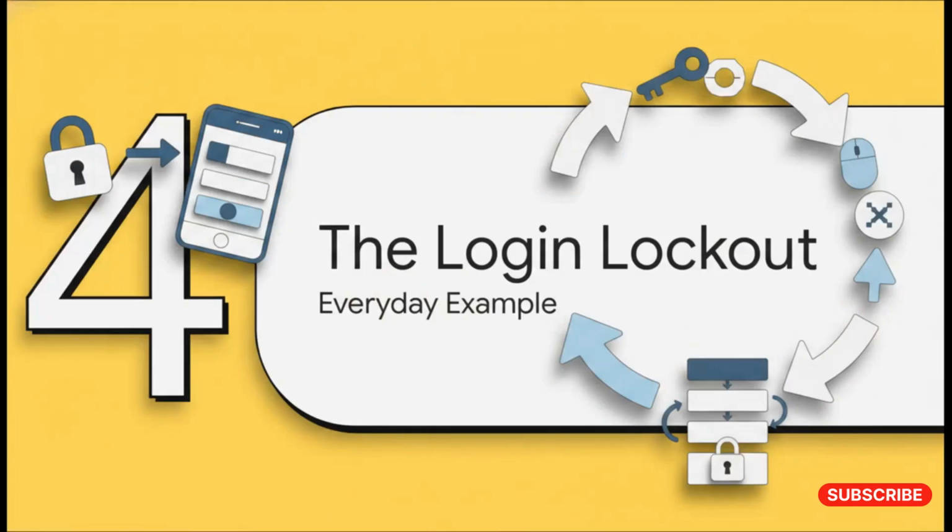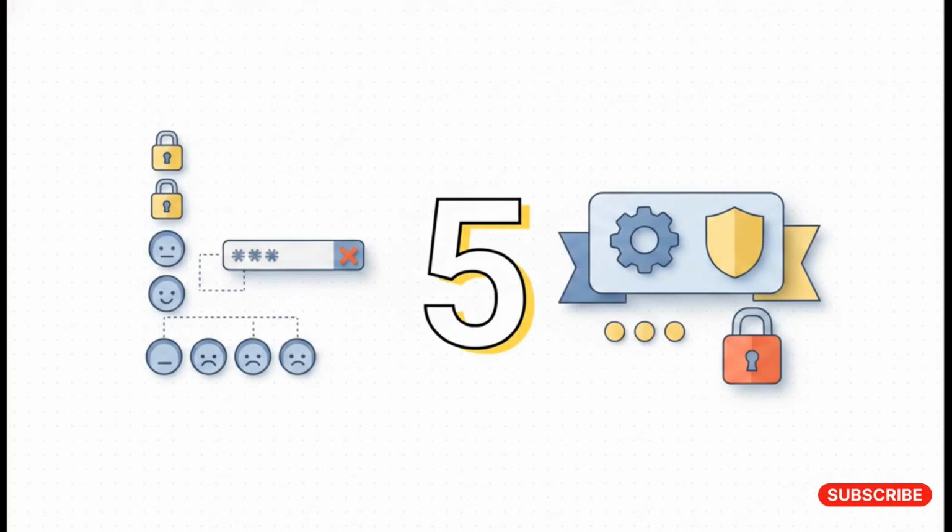Section 4. Example, the login lockout. This brings us to a super relatable everyday application, the standard online login. A very common parameter in web security is the number 5. A lot of systems will allow exactly 5 failed login attempts before initiating a major state change. But why 5? Well, it represents a really carefully calculated balance between security and user experience.